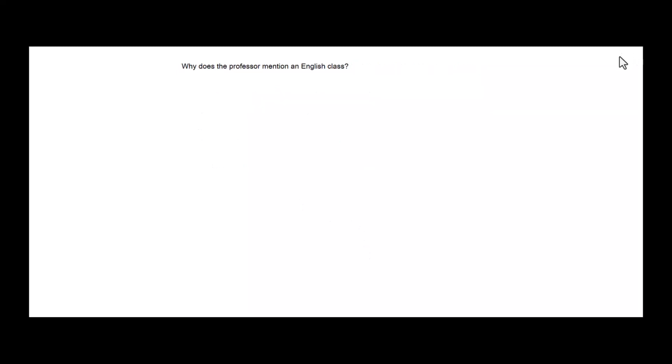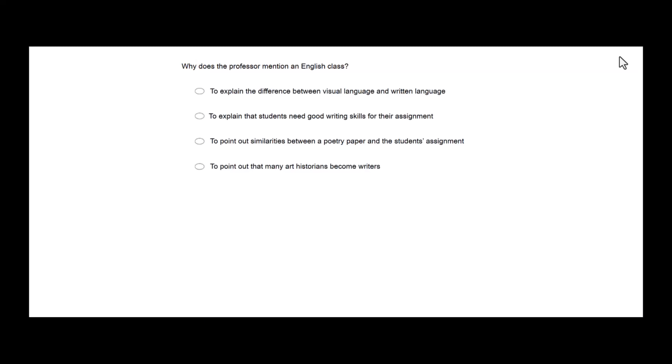Why does the professor mention an English class? This is a factual question. In order to answer, we check the options. Option 1, to explain the difference between visual language and written language. No, this option is rejected because the professor never mentioned visual language and written language.